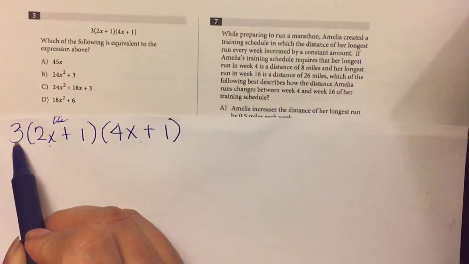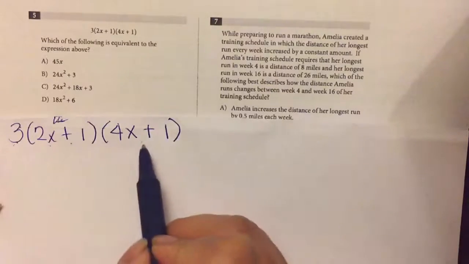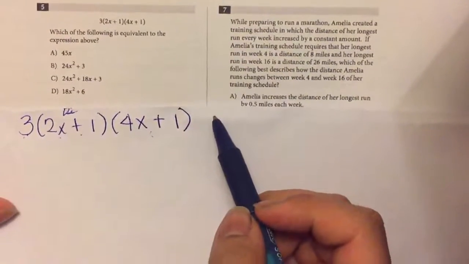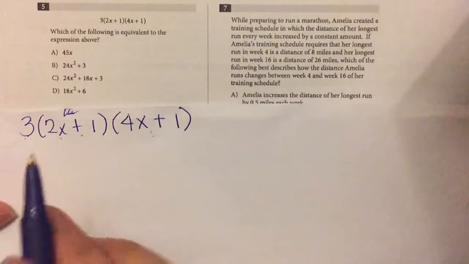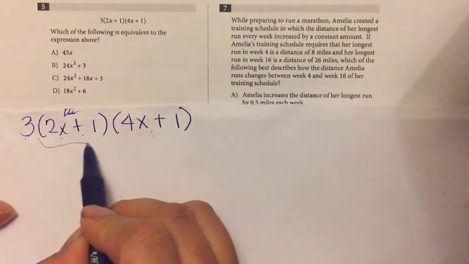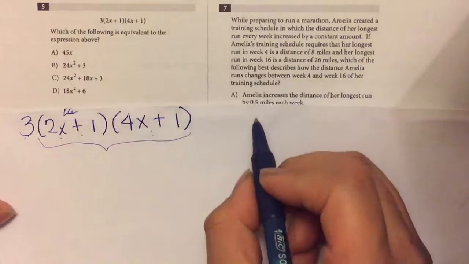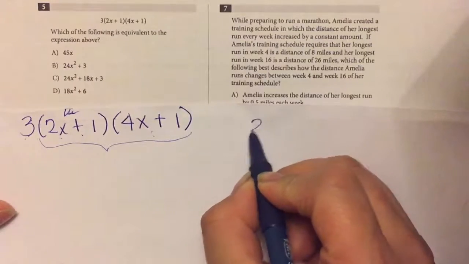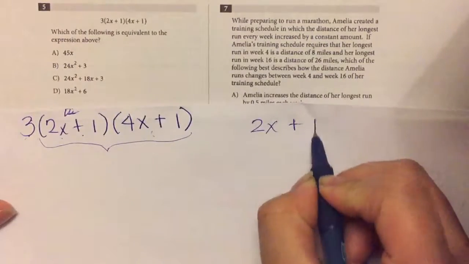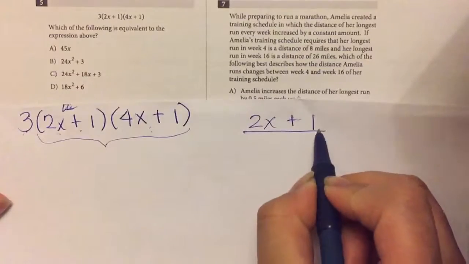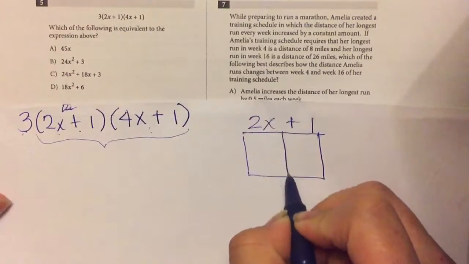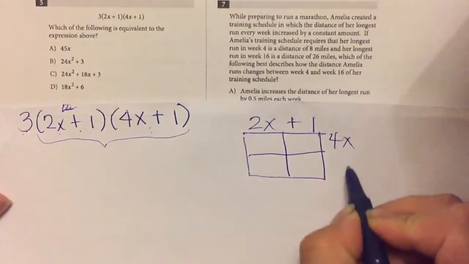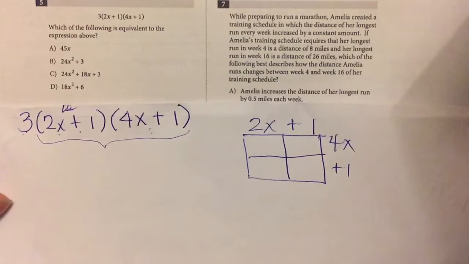So we have here 3 times another factor, and remember that we multiply 2 factors at a time. So let's go ahead and do these two over here. I'm going to show you the tabular method, 2x plus 1 and 4x plus 1. I'm going to do this quickly.